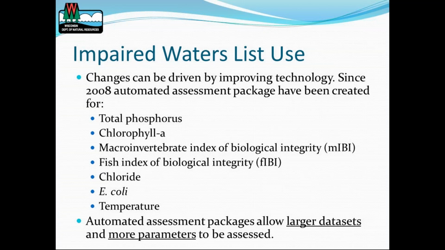Since 2008, we've created assessment packages for total phosphorus, chlorophyll, macroinvertebrates, fish, chloride, E. coli, and temperature. We're still working on creating a few more packages for different water bodies for some of these parameters. It lets us assess larger data sets and more parameters. While these are really great, that is also another reason that we do have ground truthing, because this assessment package takes the data out of SWIMS. It does take out data that shouldn't be assessed, like anything that's outside of the growing season for chlorophyll, but there may be other factors that the biologist knows about that the assessment package or I would miss.